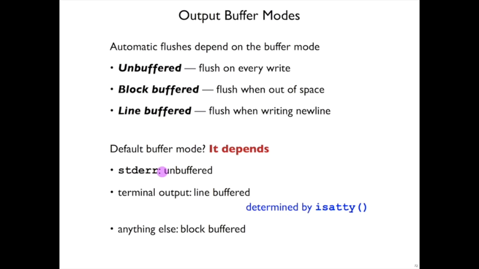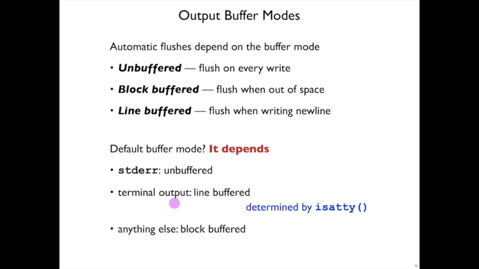Standard error is set by default to unbuffered mode. The idea is if you have an error, you want to see that information right away, no matter what happens next. Like if it's going to print, I'm about to deadlock, and then it freezes, you want to actually see the information that it's about to freeze.